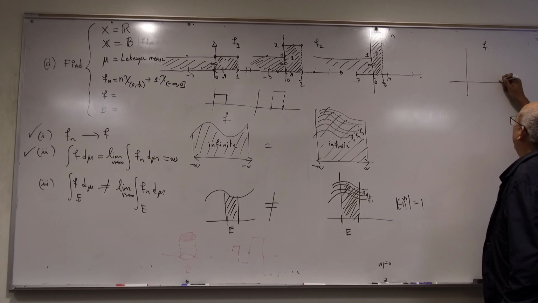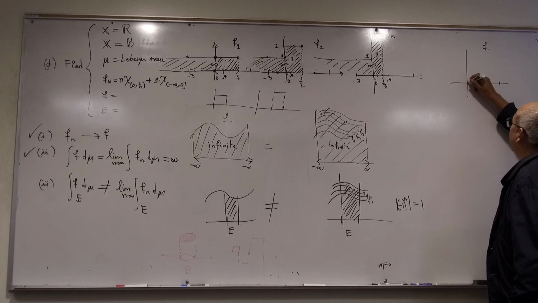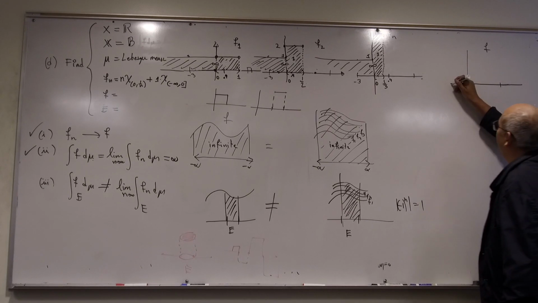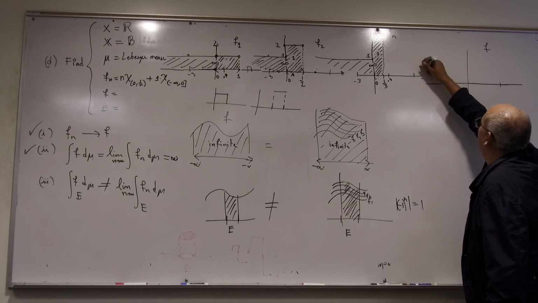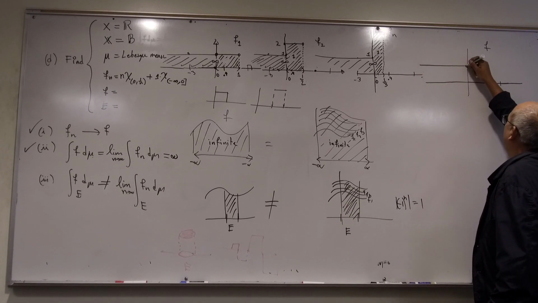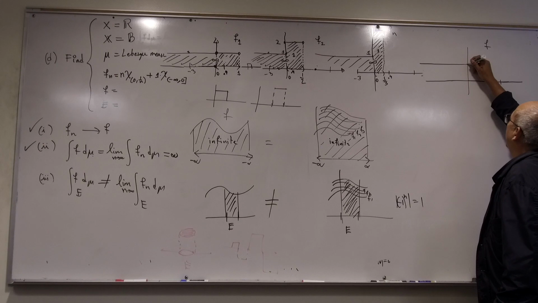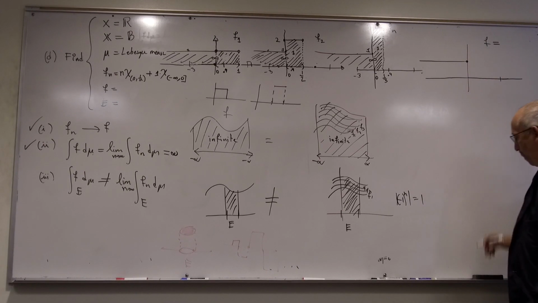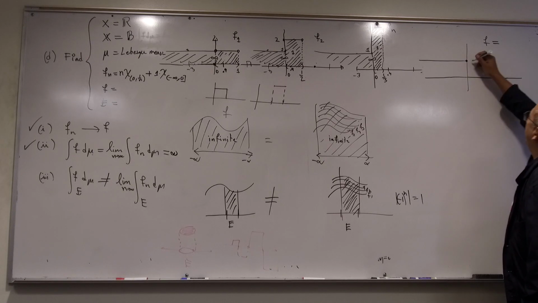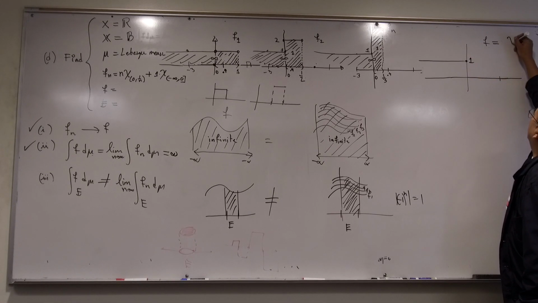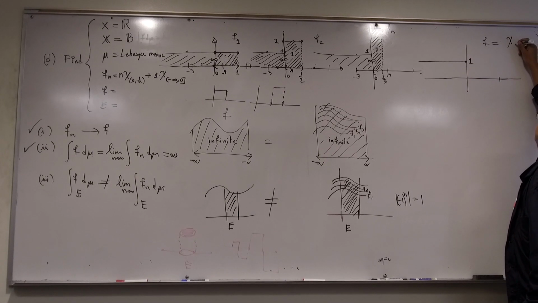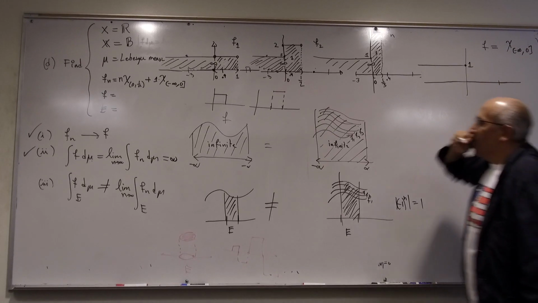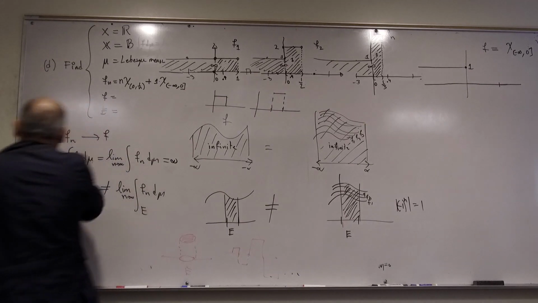So for each point that is positive, the answer is 0. For each point that is negative, the answer is 1. How about 0? 1. So that's the function. Who is this function? It is a characteristic function from negative infinity to 0, right? All right, so this checks.